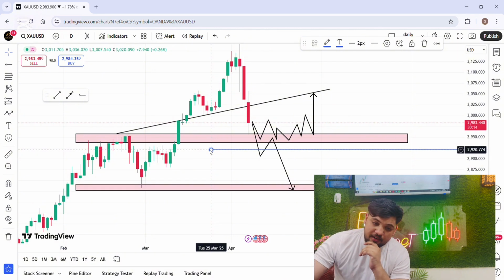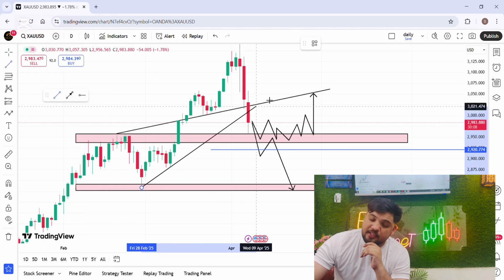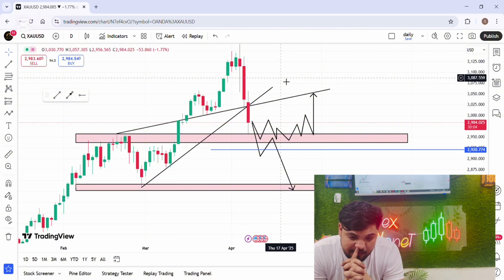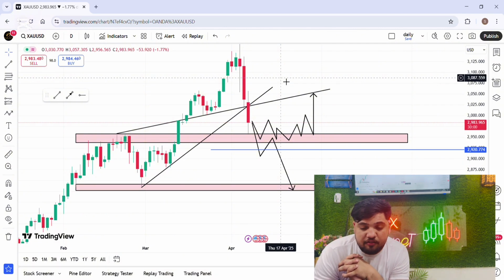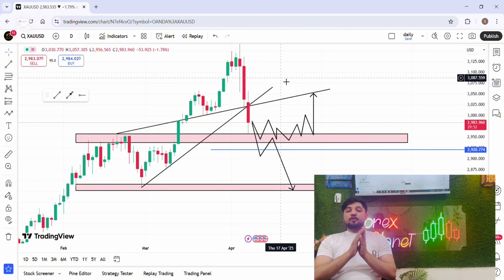One more trend line I can draw here. I just realized that if this will be a new trend line, then this is a proper X setup, and according to the X setup, gold has to retest its new point, 3050. If it retests this, then it will be a great opportunity for the sellers as well as for the buyers. So this was all about gold according to the daily chart.